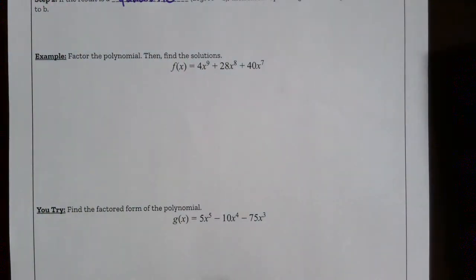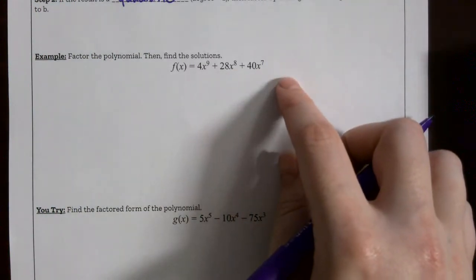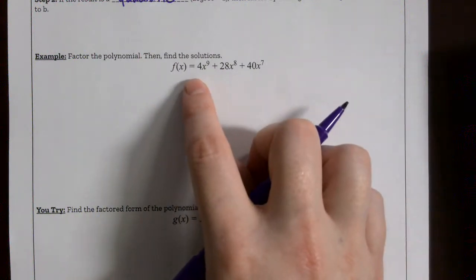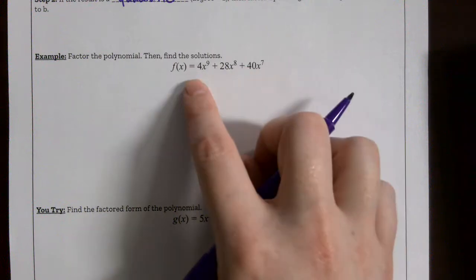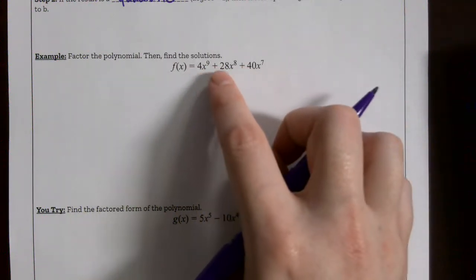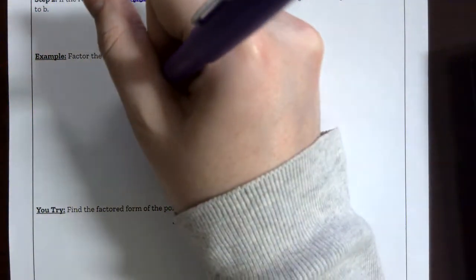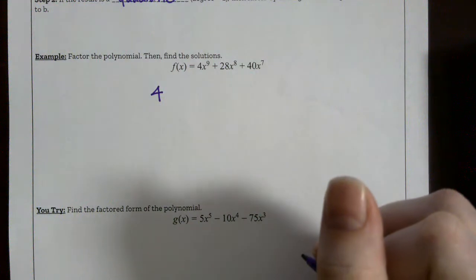So first things first, I'm going to find out if there's a greatest common factor by seeing if I can divide everything by the same number. Typically, you want to check whatever the smallest number is first. So 4 is the smallest coefficient. And I want to check to see if all of these are divisible by 4. And in fact, they are. So that's a good start. So this is our coefficient for our greatest common factor.